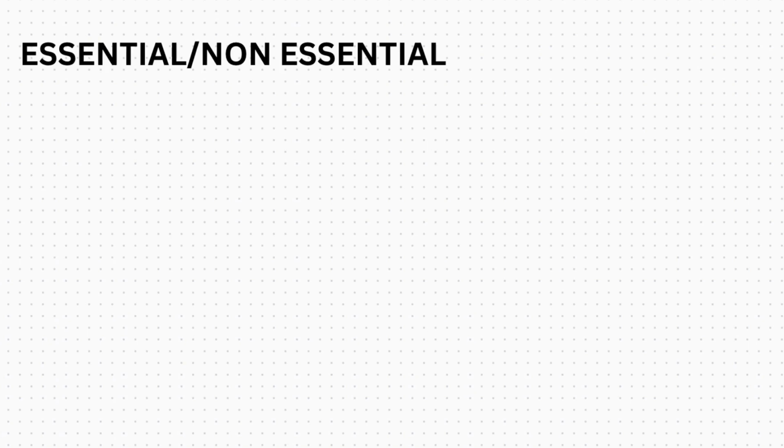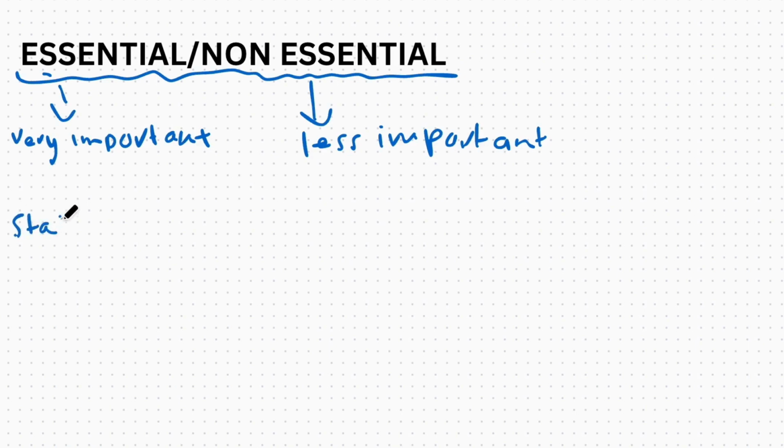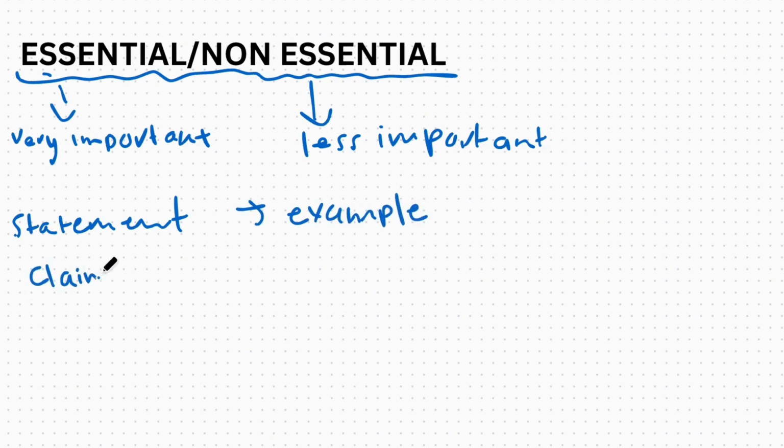Back to this new question or topic area, which is called essential and non-essential. Essential is very much about identifying the parts of the sentences which are very important, or non-essential, less important. So the kind of questions we're asking is, what is the purpose of a part of speech? What is the difference between a statement and an example, for instance, or a claim and evidence?